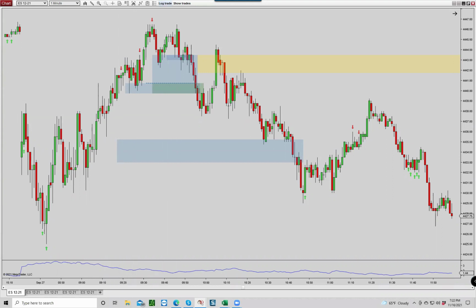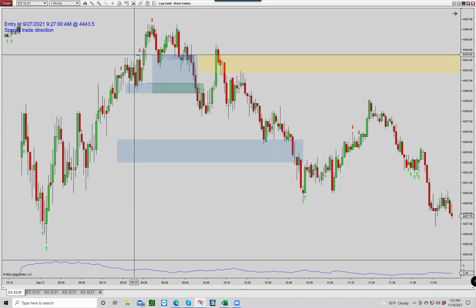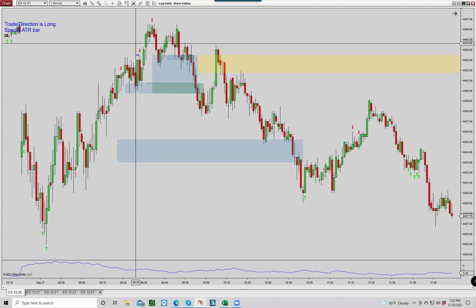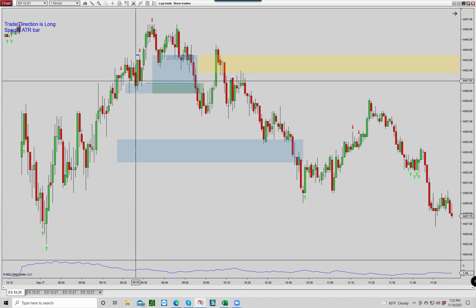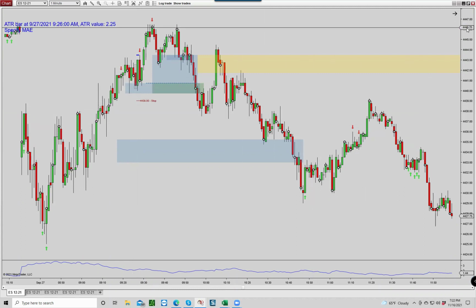So I'm going to enter above this candle. Okay, so my entry is going to be there. You can see marked by the blue line. I'm going to be long. And then my ATR is always going to be whatever bar is immediately to the left of my signal. That's just going to be this guy. Okay, so this is what this specific trade looks like.